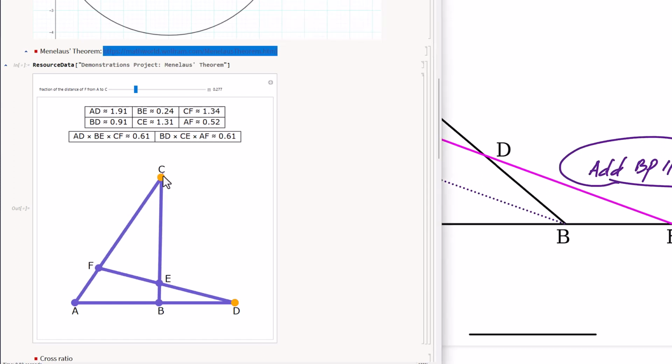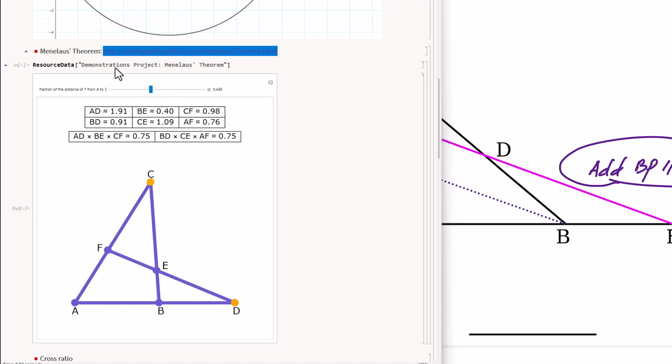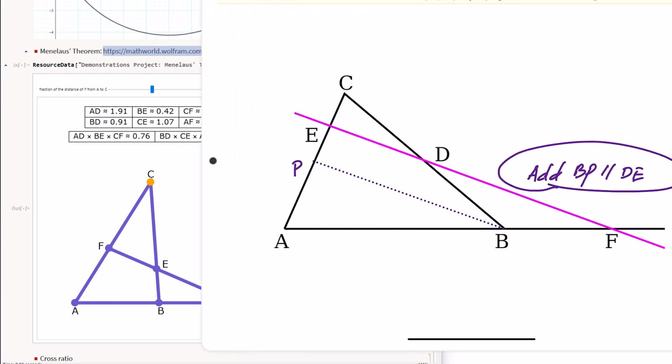Regardless of how you move the vertex C and choose different locations of F on AC, the ratios are the same, or the product remains the same. Okay, so let's take a look at the proof.